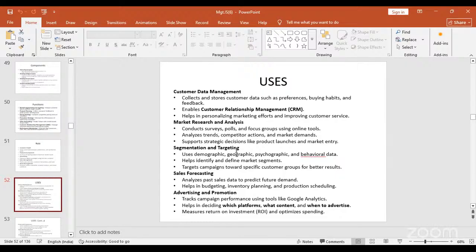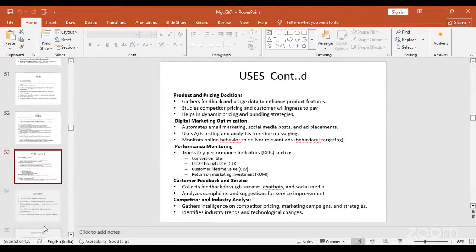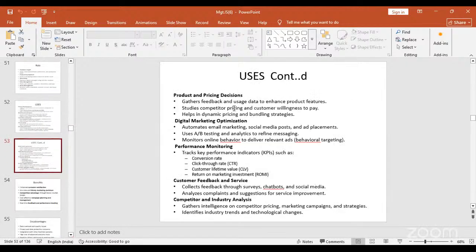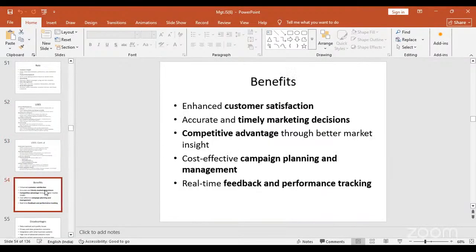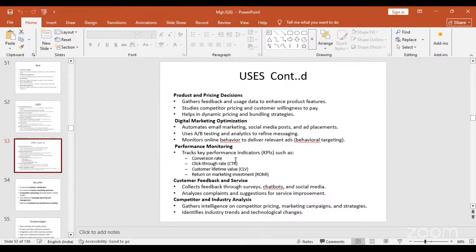Okay, so this is about our marketing information system. Then other uses are product and pricing decisions, digital marketing optimization, performance monitoring, customer feedback and services, and competitor and industry analysis. So different uses are there. For product and pricing decisions, it gathers feedback and usage data to enhance the product features, and to increase the price or cut the price. So it helps in dynamic pricing and bundling strategies.